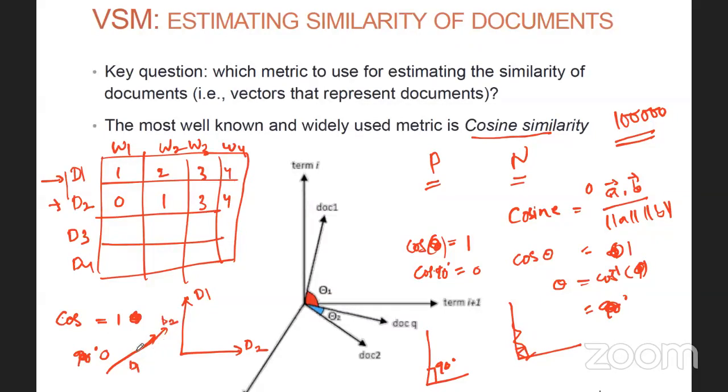So any value where the cosine value is near to 1, you can think of them as similar. If the value is near to 0, they are not similar. So based on this cosine similarity, I can find out the similar records in this term document matrix.